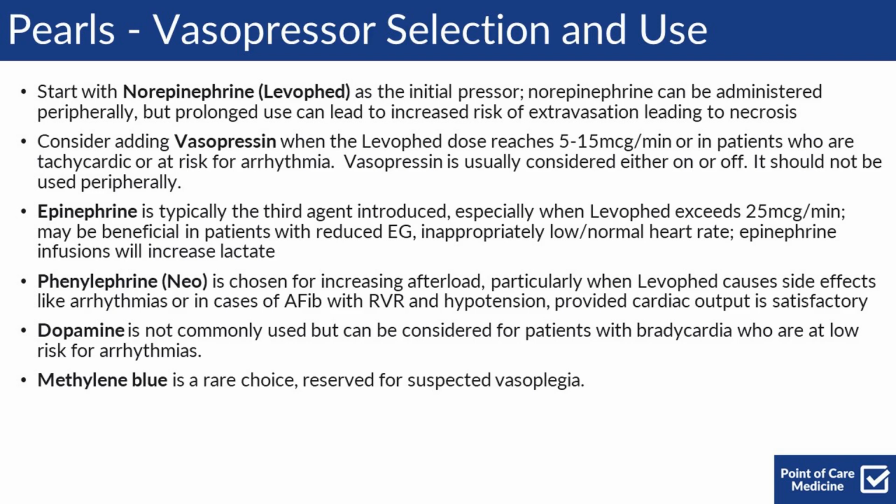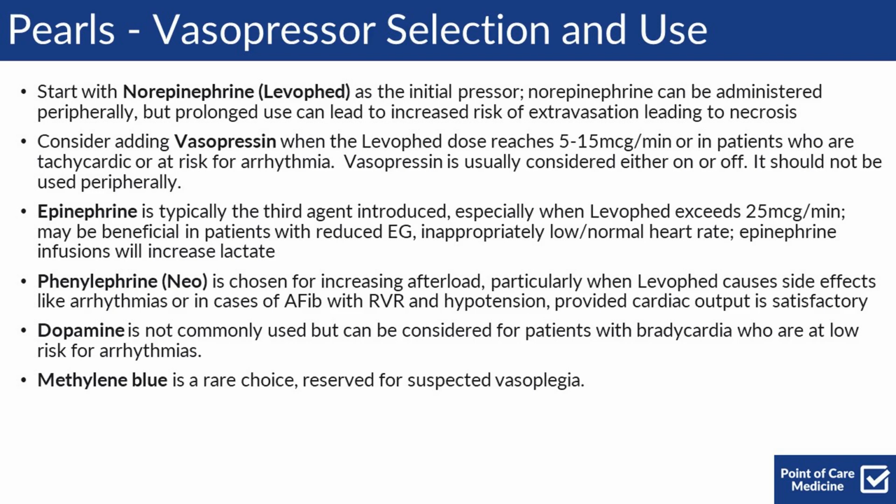Vasopressin is usually considered either on or off. It should not be used peripherally. Epinephrine is typically the third agent introduced, especially when Levophed exceeds 25 micrograms per minute. It may be especially beneficial in patients with reduced EF, inappropriately low to normal heart rate, and note that epinephrine infusions will increase the patient's lactate.